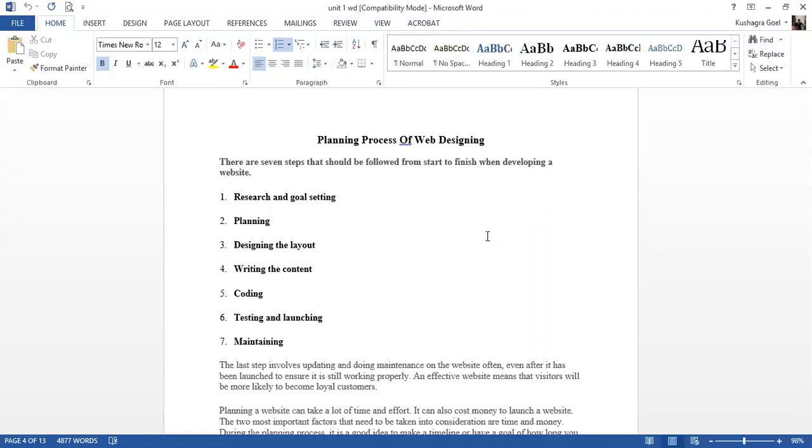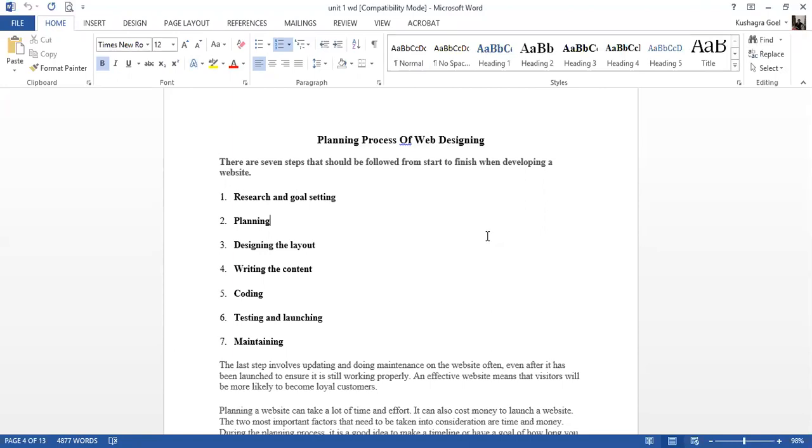First topic, research and goal setting. In it, we should do the research of our website: what is the need of the website, what types of products are still available in the market, and then we should also self-analyze the goal for our website and our target also. Next is planning. Then we should plan our development for the website. We should gather the team. We should manage all the resources, etc.